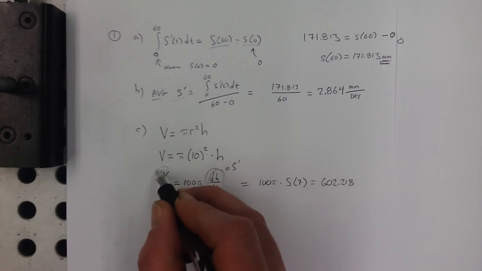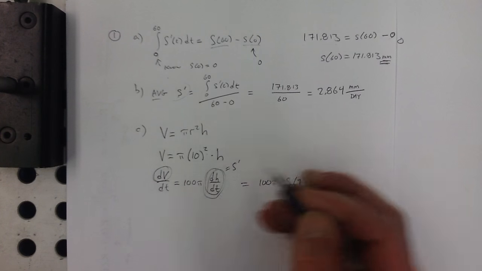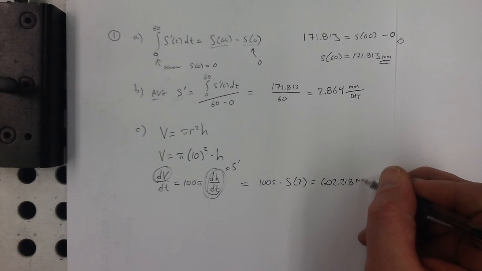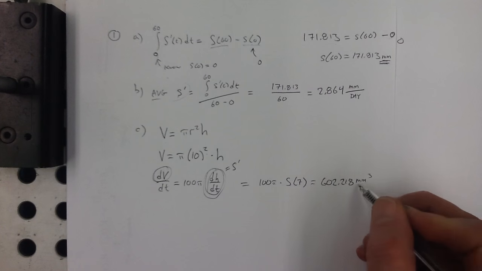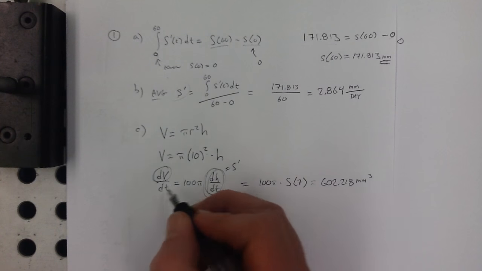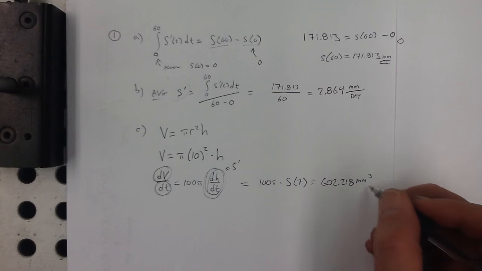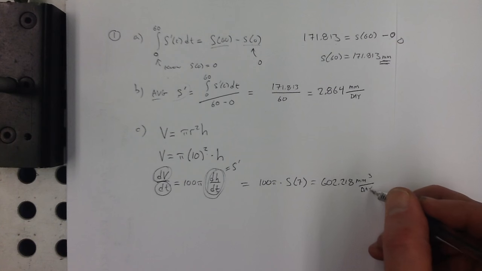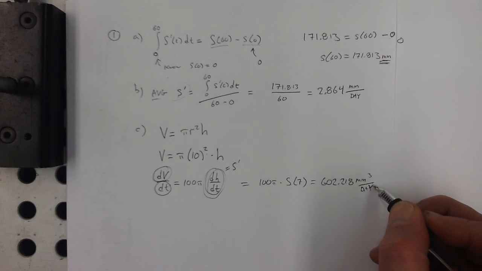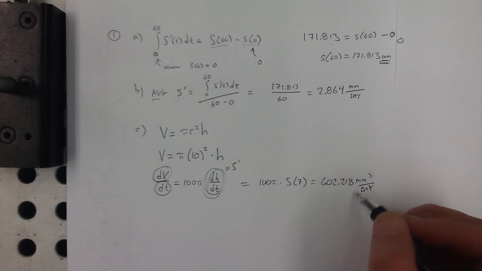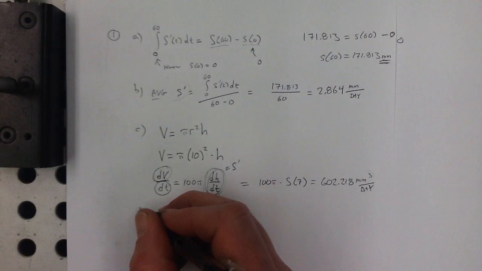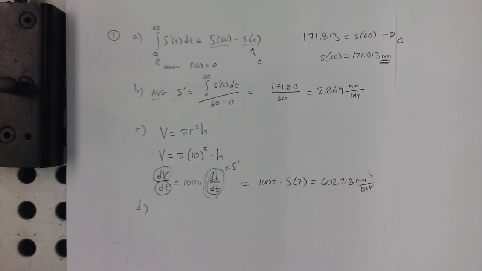All right, the units here: volume is in cubic units, and our units here are cubic millimeters. Time is measured in days. So it would make sense that the rate of change of volume would be measured in cubic units per time unit. All right, so that was a little bit of related rates they snuck in there.